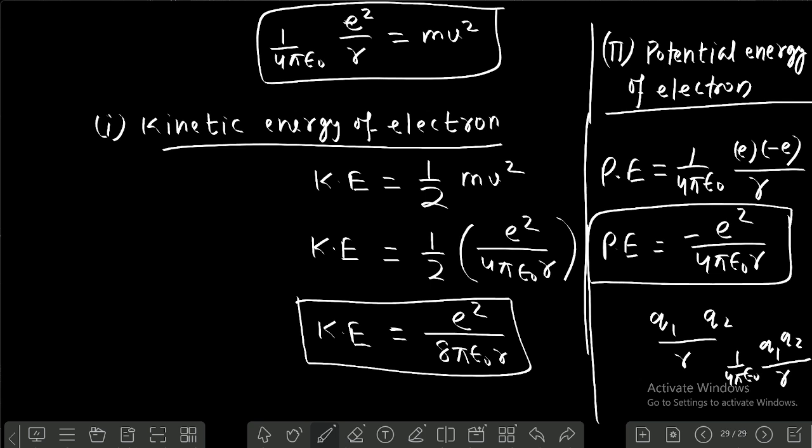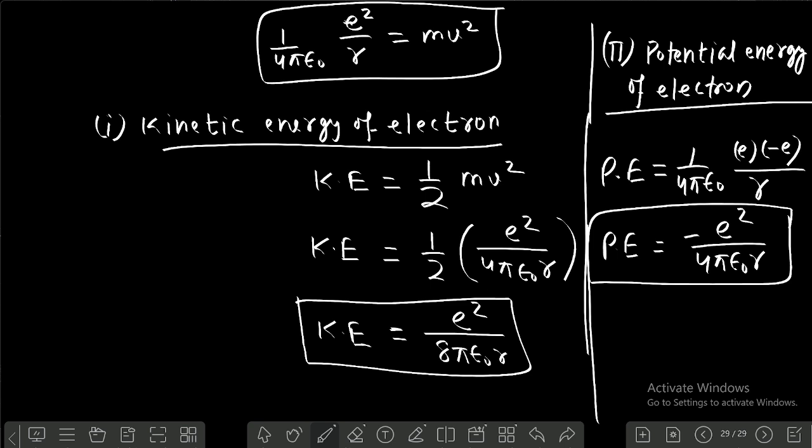So here you have electron and proton both. So the potential energy you want to find. Then you have to take the charge of electron and the charge of proton. As the electron charge is negative, minus e is taken there.